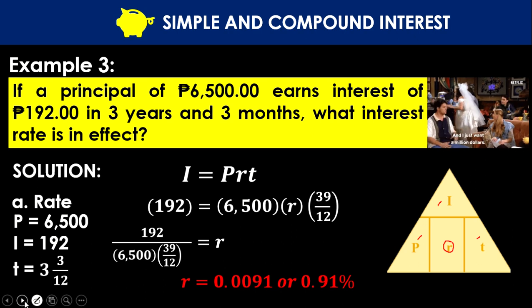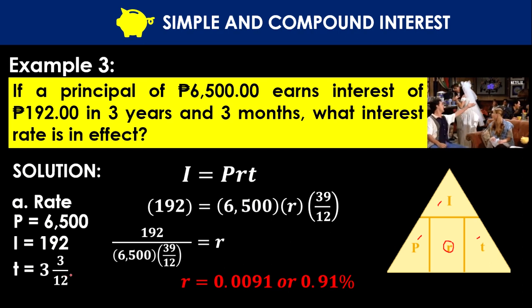0.0091 or 0.91%. You can use the improper fraction 39 over 12, or you can use the 3 and 3 over 12 as a mixed number, or 3.25 if you have the decimal. Here we get that 0.91% by multiplying this by 100. So 0.0091 times 100 is 0.91%.